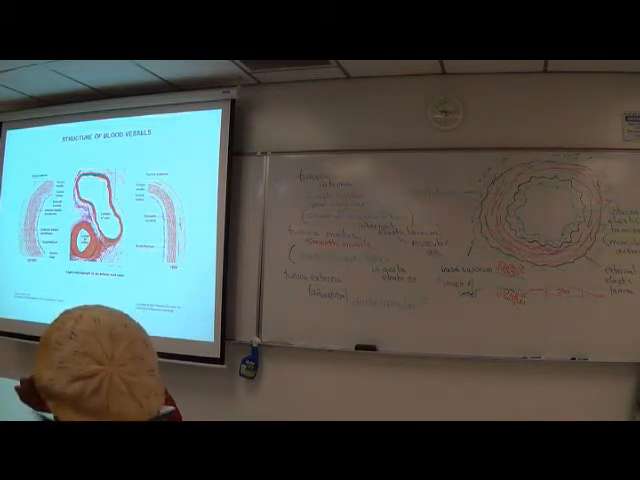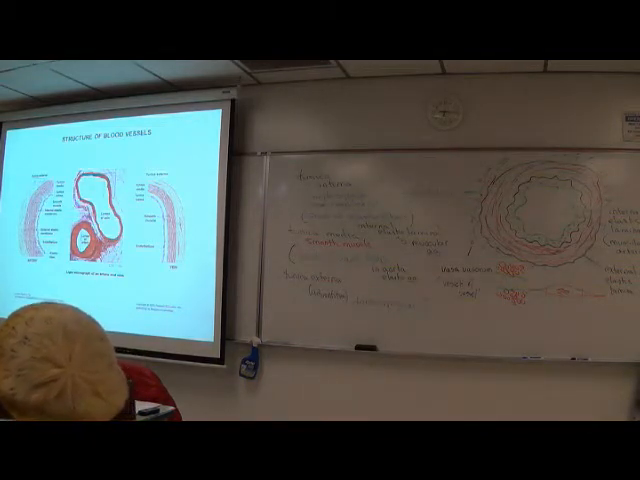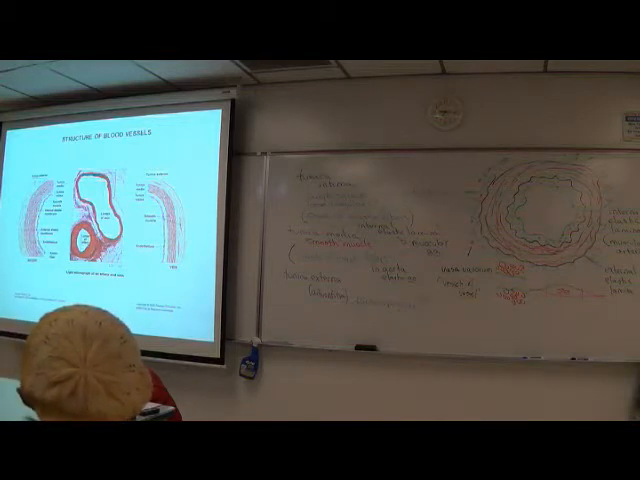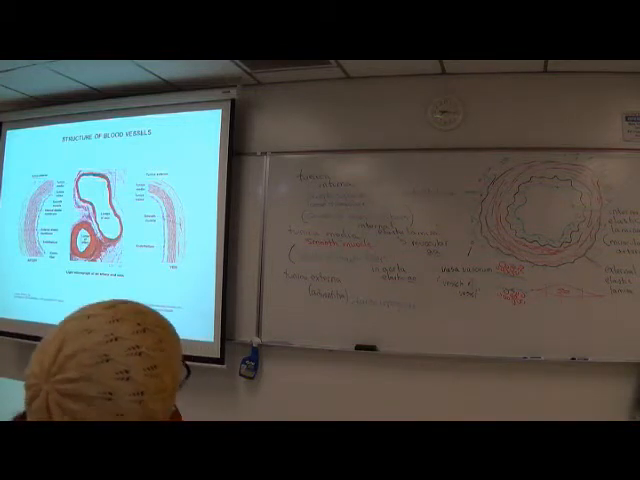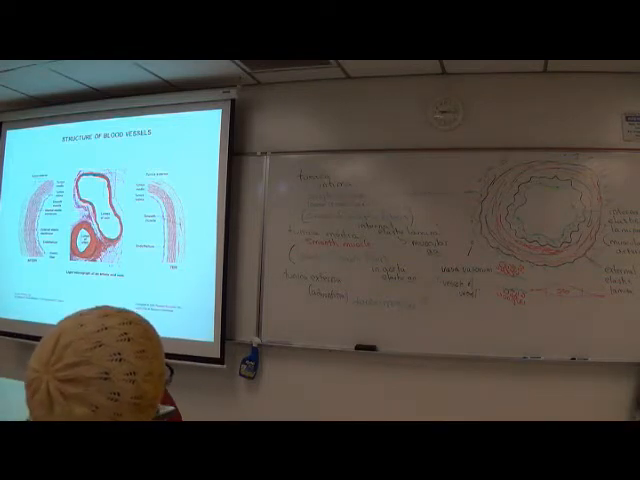Based on the medical histology classes that I've taken and taught, we're going to stick with the 1 to 2 layers of smooth muscle. Again, it has to have some smooth muscle, and the smaller they are, the more numerous they are, and the more effect they're going to have on resistance, and the more effect they're going to have as they change blood pressure.